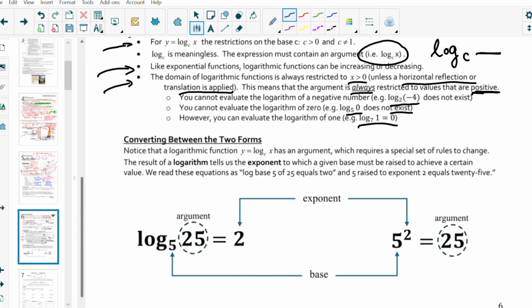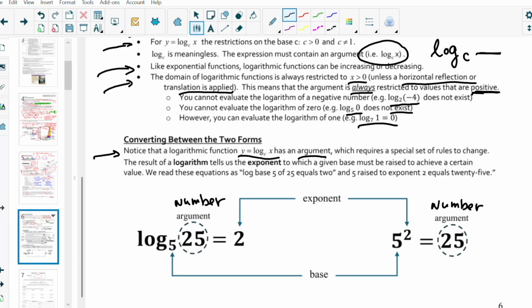This is where we can understand a little bit deeper how exponents and logarithms are related. Converting between the two forms is super important. We have to understand how this works, and we'll do tons of practice on the next page, before we can move on. Notice that a logarithmic function, y equals log base c of x, has an argument. You can also call it the number, but I like using the word argument because it's a very specific term. I'm going to stick with argument.